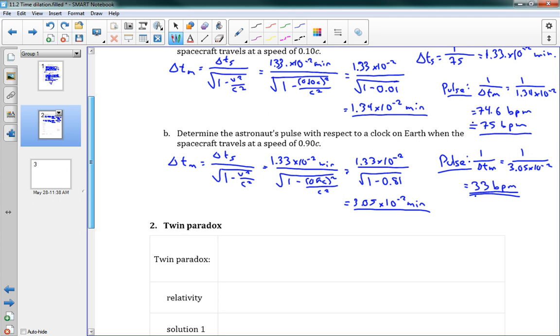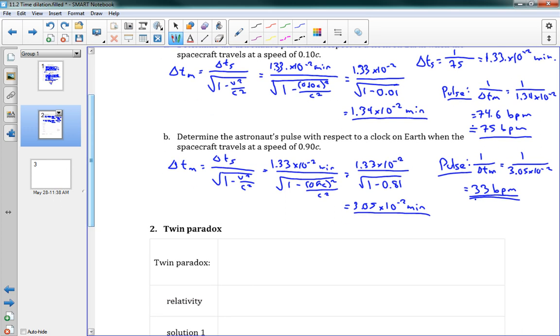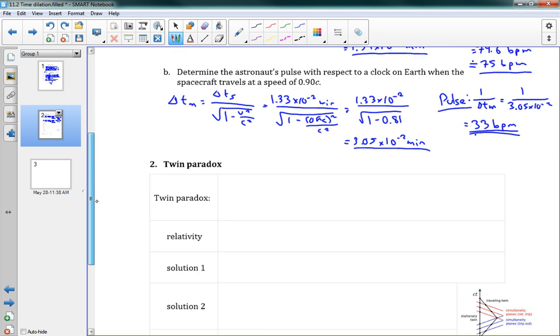Okay, so that's how we do these sorts of problems. There was the added trickiness of having to take the reciprocal to go from frequency to period, because delta Tm had to work with a time measure of period. Alright, so that's time dilation. It's a very real thing that does exist. We can measure it. It happens all the time.